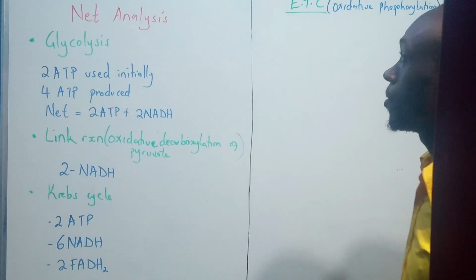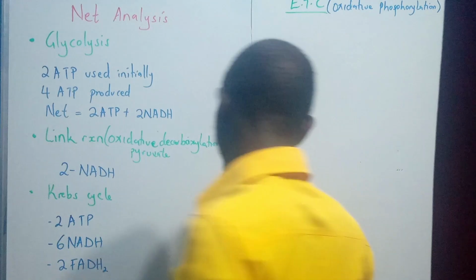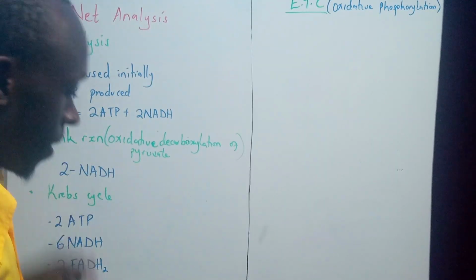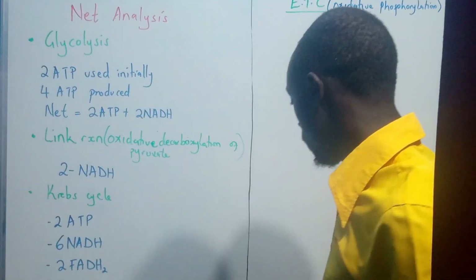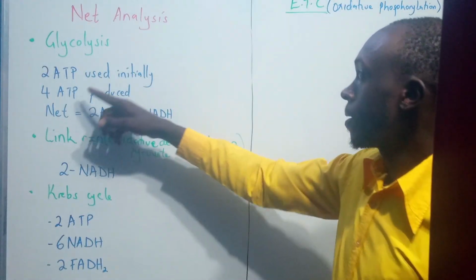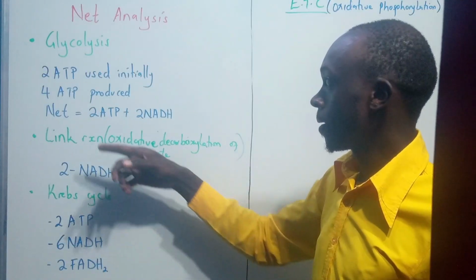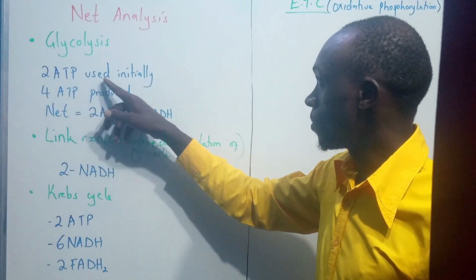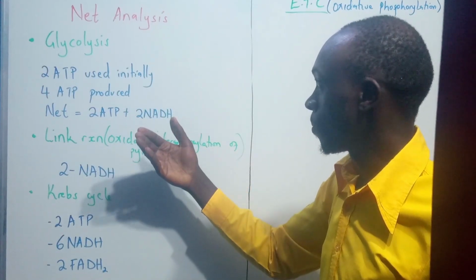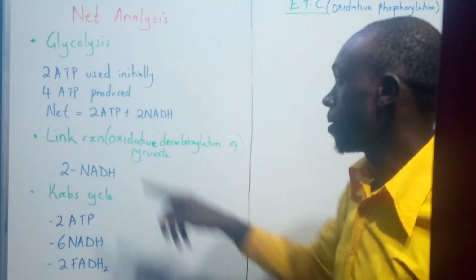So let us calculate together the net analysis of the total ATP molecules that are formed. Let us first look at the analysis from glycolysis. From glycolysis, if you look at our previous lectures, we realize that we have 2 ATP used initially. Yes, you can go back to the previous videos and check, and you see 2 ATP molecules used initially, and then 4 ATP molecules produced. So if we are to get the net ATP molecules that are produced, we are going to get 4 minus 2, giving us a total of 2 ATP molecules.